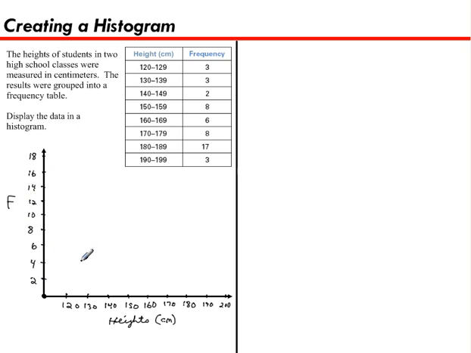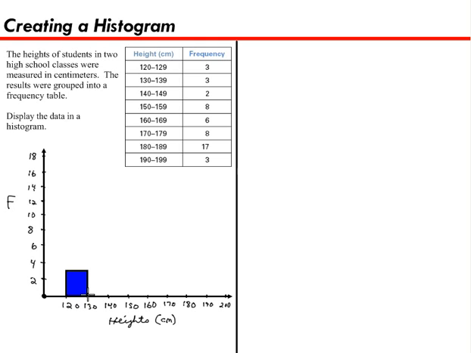Okay, now the axes are taken care of. Now we have to get to the fun part. A histogram is all about drawing some bars. Looks a lot like a bar graph. So let me show you how you do that. For our first interval, between 120 and 130, what's the frequency? Well, looking at my table, looks like it's 3. So 3 people are between 120 and 129 centimeters tall. So I draw a bar that goes up to where 3 would be on the y-axis. And then I just continue doing that.